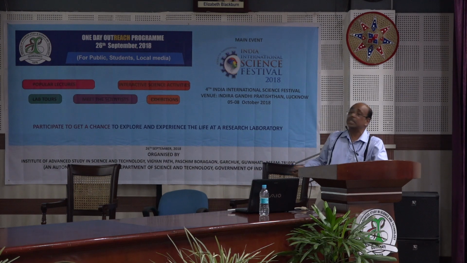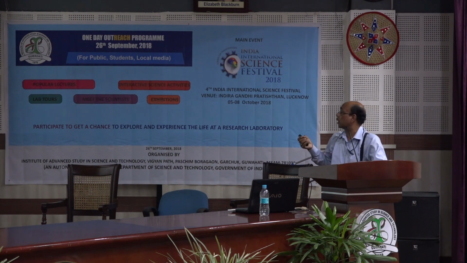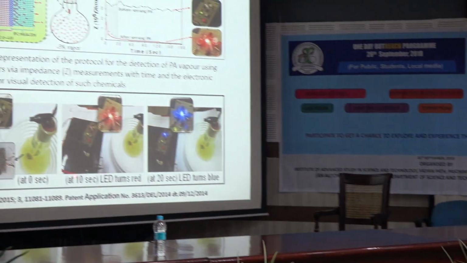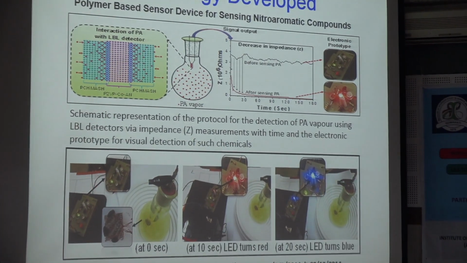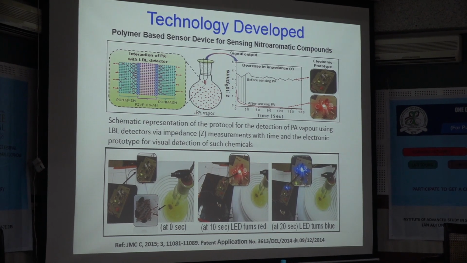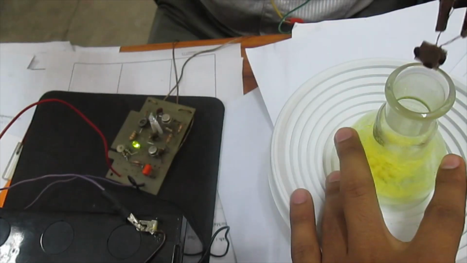Then we sense its vapor, whether it is able to sense the presence of this trinitrophenol or not. We have developed the circuit also, and we find that after some time, when it absorbs the analyte, it starts flickering. So this indicates it has become a sensor. I will show you.